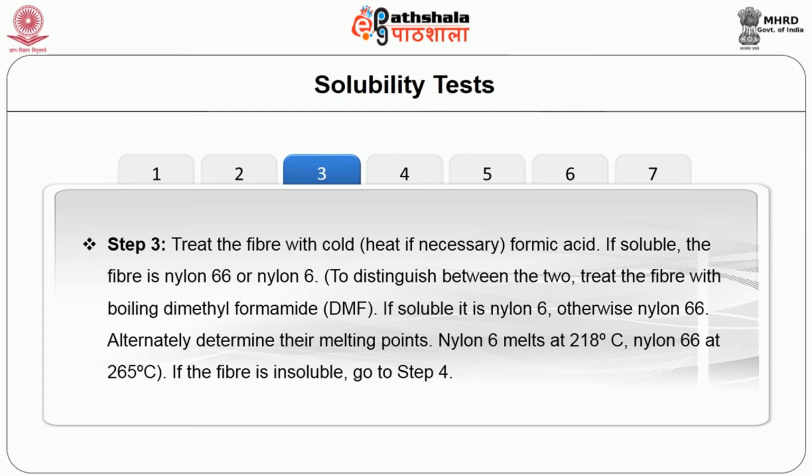Alternately, determine the melting points. If you have a doubt, go for melting point. Nylon 6 melts at 218 degrees centigrade. Nylon 66 melts at 265 degrees centigrade. If the fiber is insoluble in formic acid, go to step number 4.